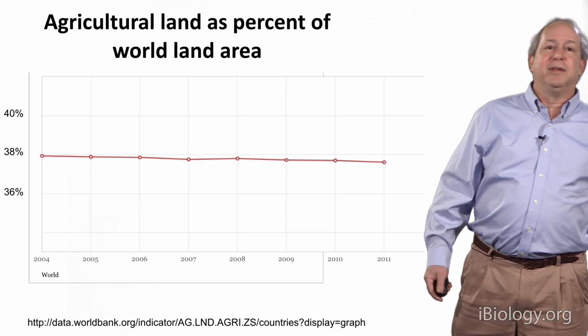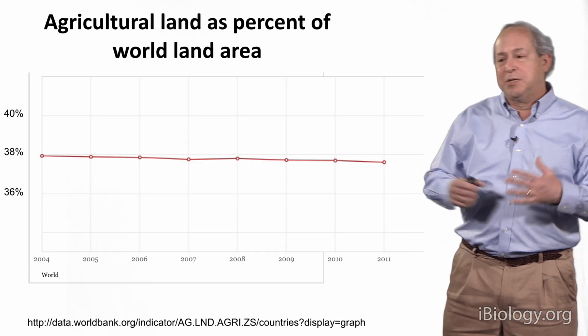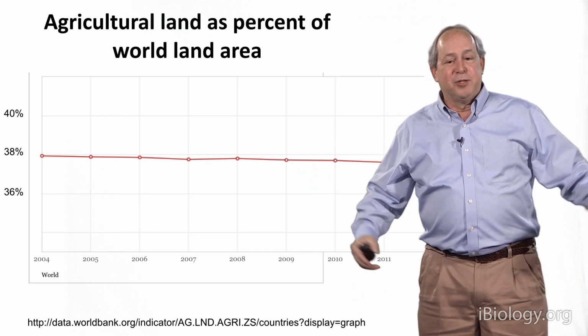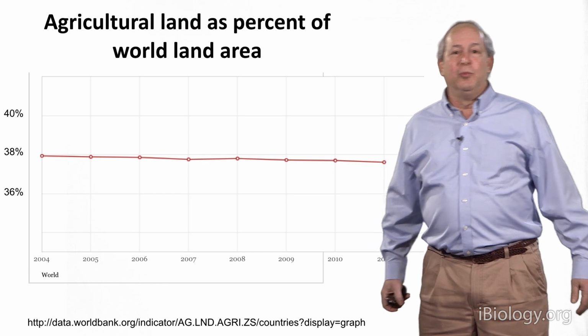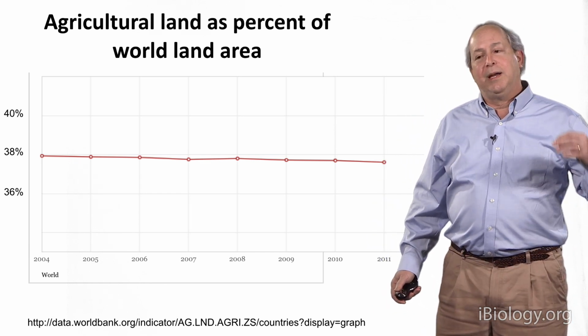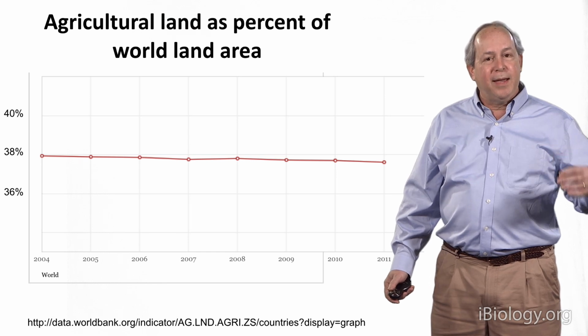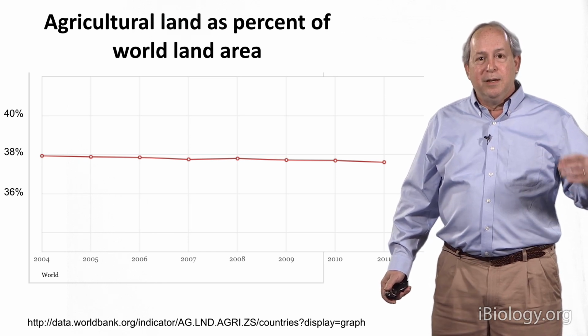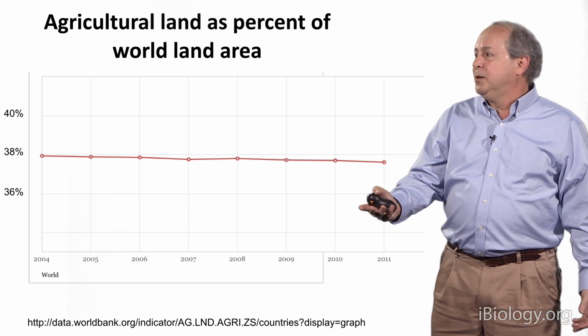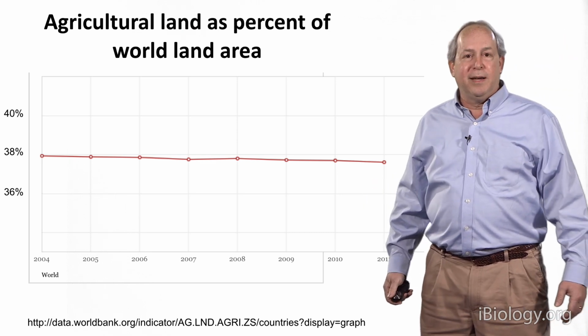Now, you might think that it would be easy to do this. We just expand the amount of agricultural land that's used by farmers so that we can grow more food. But in fact, this isn't happening. All the agricultural land that's suitable for plant growth now is in use. Indeed, the amount of agricultural land that's used on Earth is slowly going down.